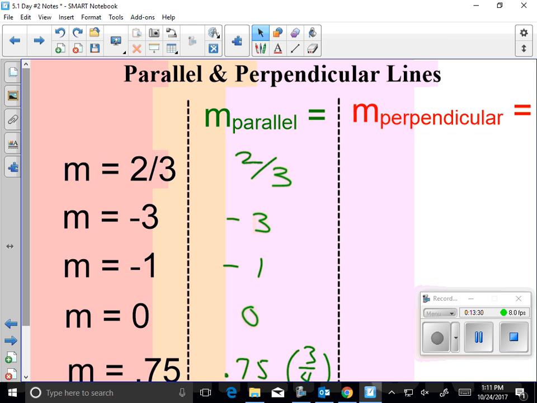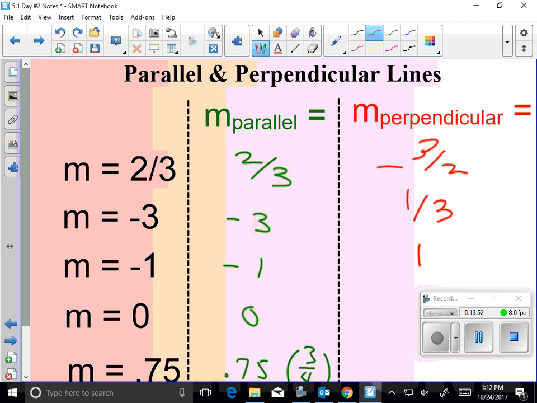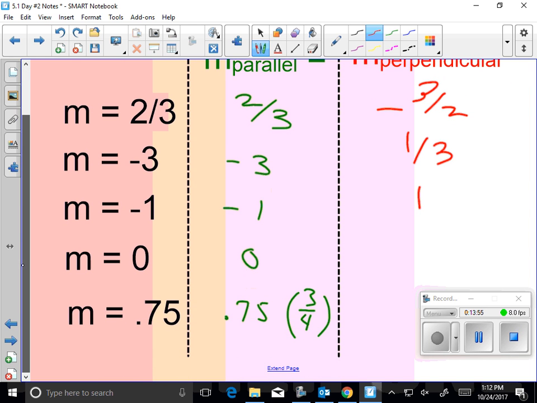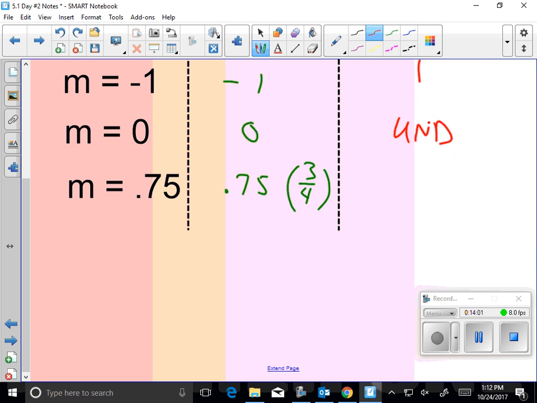Does anybody know how 2 lines that are perpendicular, their slopes compare? Joey? Opposite and reciprocal. So opposite would mean 2/3 has to be negative, and reciprocal 3/2. Wow, that was probably one of the worst 3s I've ever drawn in my life. Okay, what would be the opposite reciprocal of -3? How about -1? Good. How about 0? No. Undefined. And our last one, -4/3. Oh, thank you so much, Mr. Ludd, for writing that as a fraction, because now when I do the reciprocal, I'm not scared.